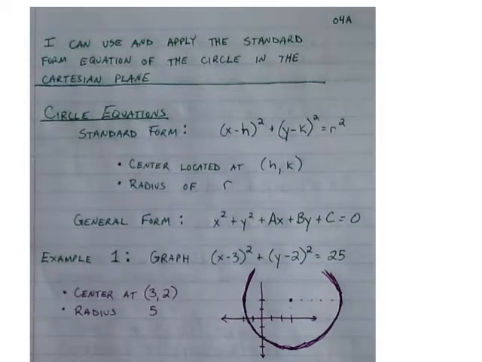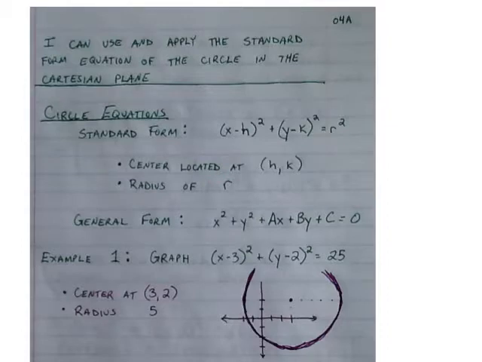Alright, we'll start our notes on page 4a, and I'm going to give you two forms of the equations for circles. The standard form is the easiest to use, and that is in the form (x minus h) squared plus (y minus k) squared equals r squared. And when we see an equation in that form, we are able to find that the center of the circle is located at (h, k), and that the radius is r.